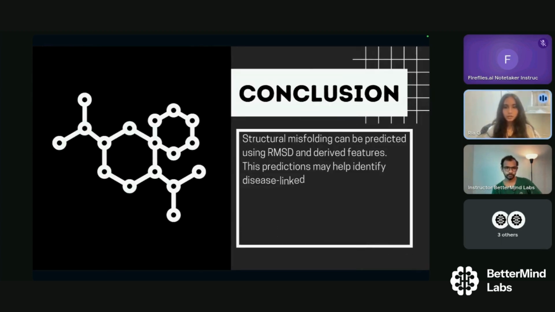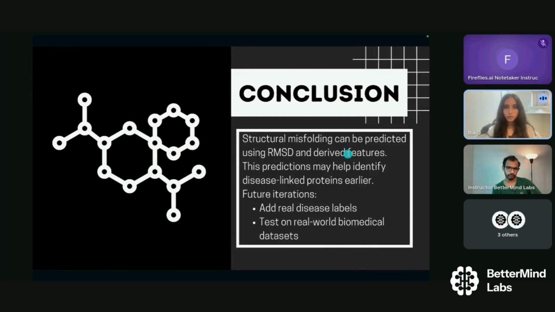And then to conclude the presentation, structural misfolding can be predicted using RMSD and derived features. These predictions may help identify disease-linked proteins earlier, and for future iterations, we could add real disease labels or test on real-world biomedical datasets.